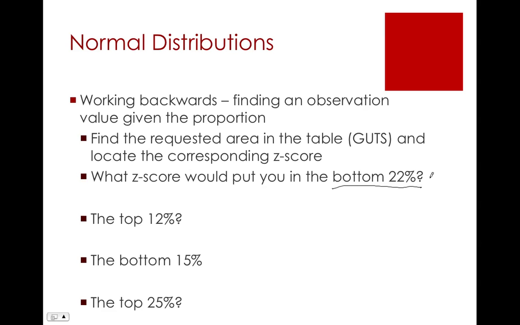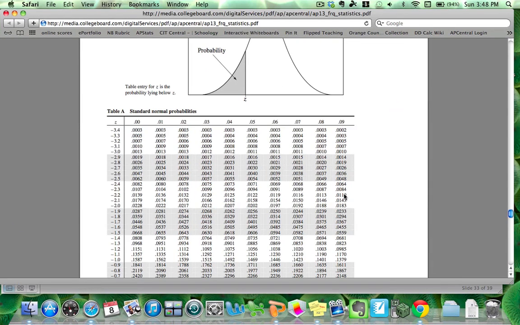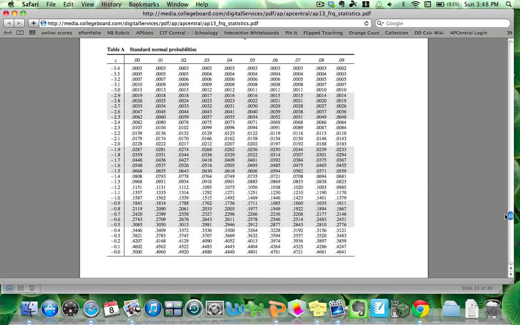Okay, and we know that the tables give us the area to the left. So let me draw a little picture here and shade in the bottom 22%. And I'm going to shade over here because 22% is less than half. And I want this area over here to be equal to 0.22. Okay, now I'm going to get out my tables. And I'm going to look in the guts for the closest thing I can find to 0.22.